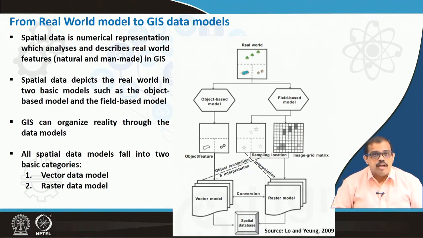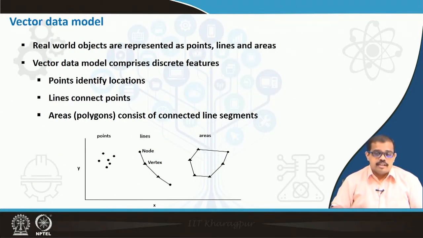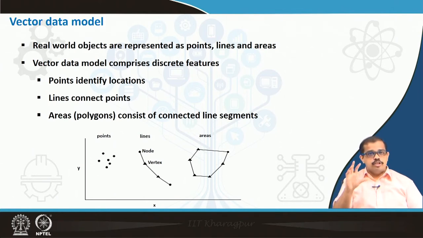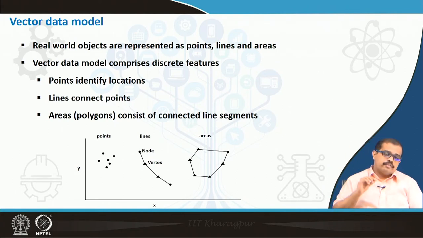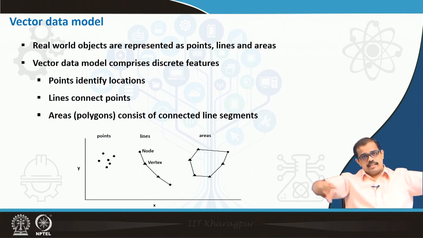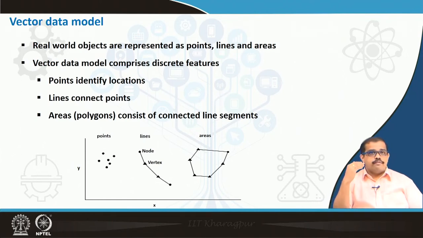Now, when we look at the vector data model, each real world object is represented as a point, a line or a polygon. Let us take an example. Let us assume that we have a building, and surrounding the building we have a number of trees, and next to the trees is the driveway, or you have your roads. If you have to represent this real world phenomenon in your database, the first thing is you capture the edges of the building, which becomes a polygon because it is a closed loop of connecting line segments.